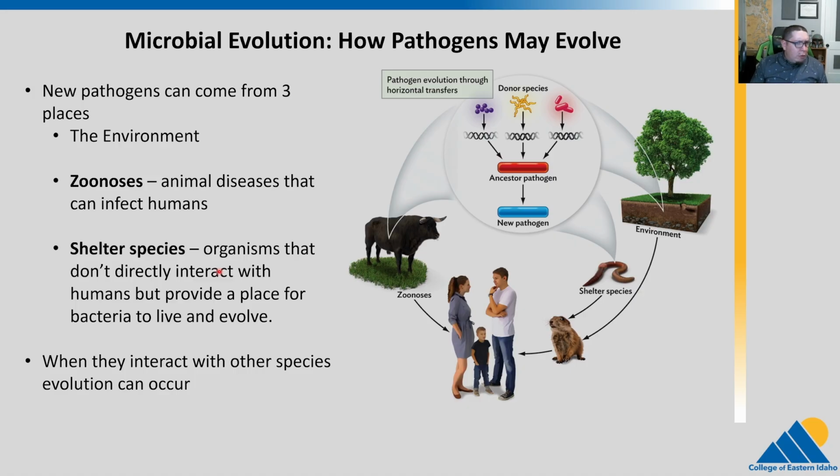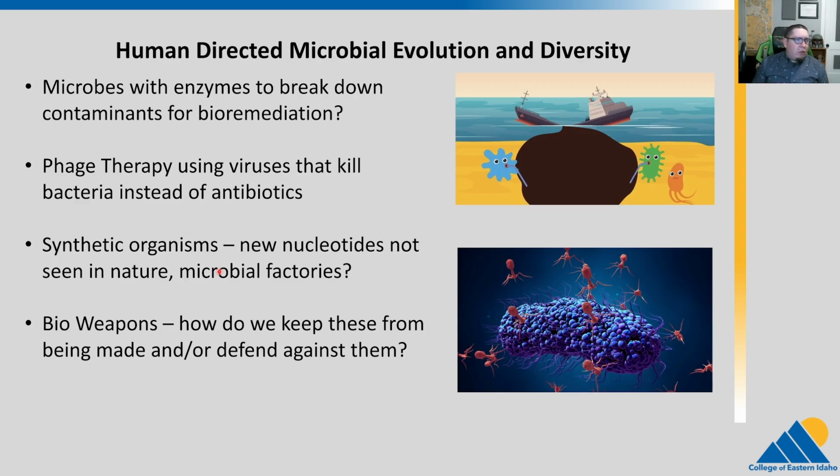Now, it seems all doom and gloom, and I don't want to end this chapter on doom and gloom, because humans can also impact this evolution and diversity, and sometimes we do that in interesting ways. For example, let's take bioremediation. Bioremediation is the idea that we could use living things to basically clean up toxic spills or things like that. So could we engineer microbes or help their evolution so that they can better break down something like oil? We have an oil spill.